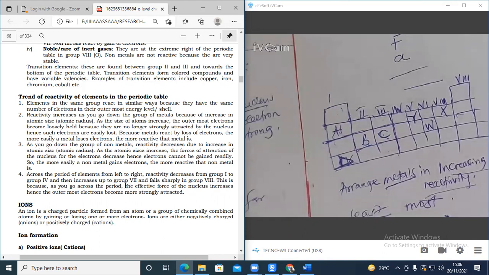Then it increases up to group 7. So it starts from group 5, 6, 7, and it increases. The most reactive non-metal is the one in group 7, followed by those in group 6, then those in group 5, and it falls sharply in group 8. Group 8 don't react anyway because their last shells are full to the maximum. They need nothing to react. So as you go across the period, the effective force on the nucleus increases, hence the outermost electrons become more strongly attracted to the nucleus.